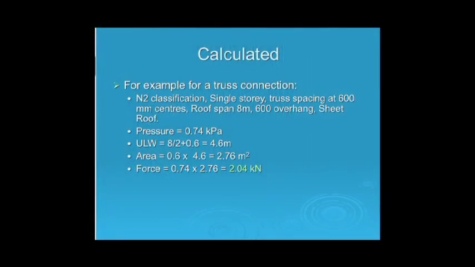So there's the pressure there, 0.74 kilopascals. The ULW equals half the distance between connections, so there's that there, plus the overhang 600, so it's 4.6 is the ULW. The spacing we know is 600, half of 600 plus half of 600 equals 2.76 square metres. And then we go back to this initial formula, force equals pressure times area. Force equals 0.74 times 2.76, and that gives you an uplift pressure of that connection of 2.04 kilonewtons. That's how you pull it together.